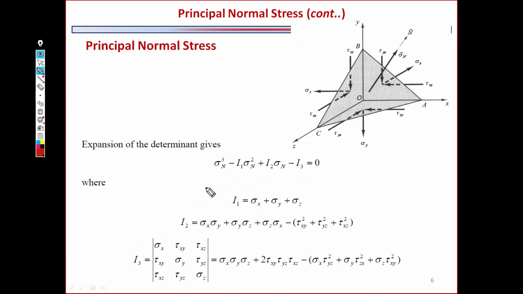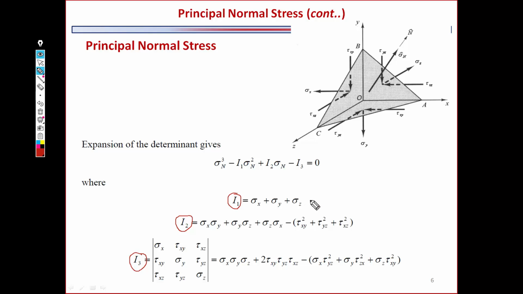These three values, I1, I2 and I3, are known as the stress invariants. The property of these stress invariants is that they remain constant whatever coordinate system we choose. At a particular point a number of planes can pass, giving different values of the normal stress and the shearing stress acting on a particular plane. But the values of the stress invariants I1, I2 and I3 will not depend upon the coordinate system we have chosen. They remain constant.